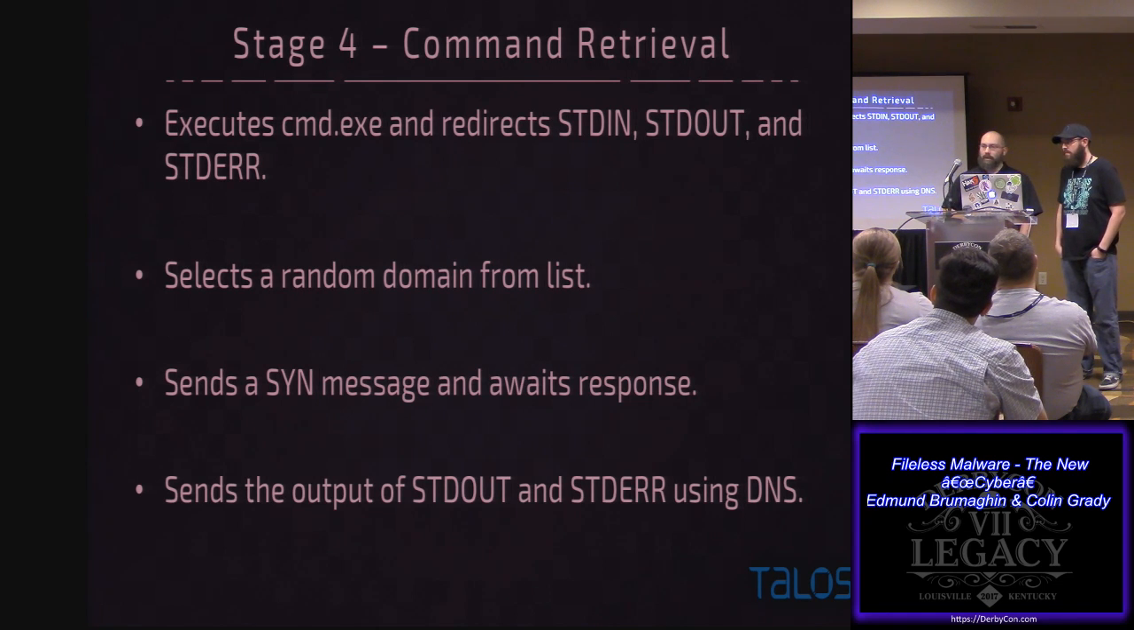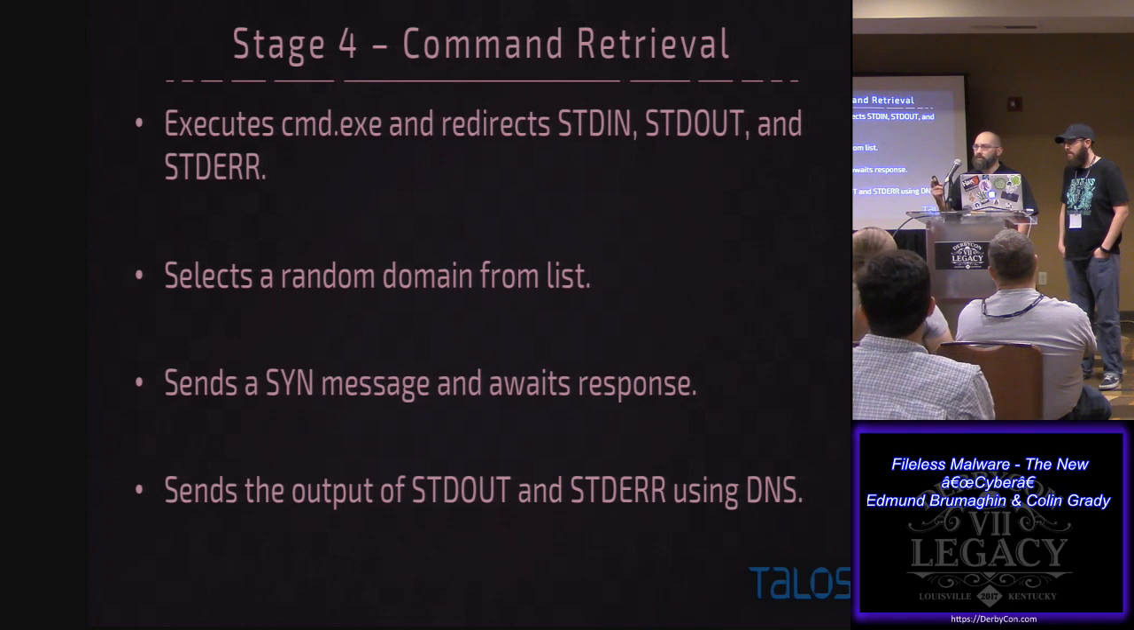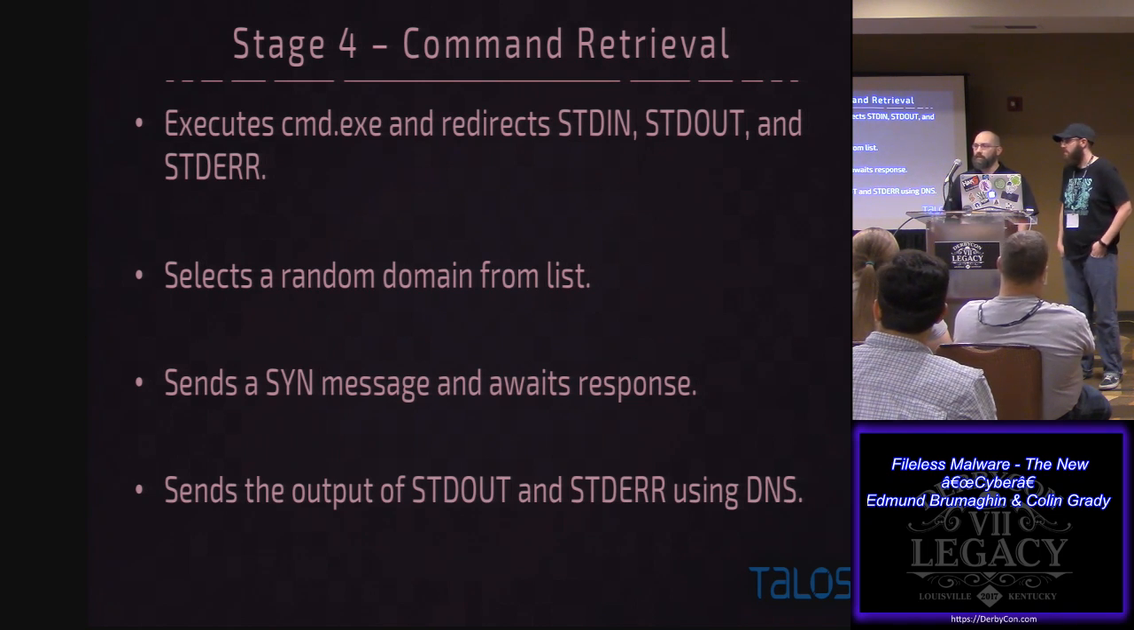So when that command shell comes up, what's the first thing you see? You see the copyright and you see the C prompt, right? So that's the first thing this PowerShell will do. It'll read that standard in, it'll push it out over DNS, and wait for a response. So the attacker can actually interface.